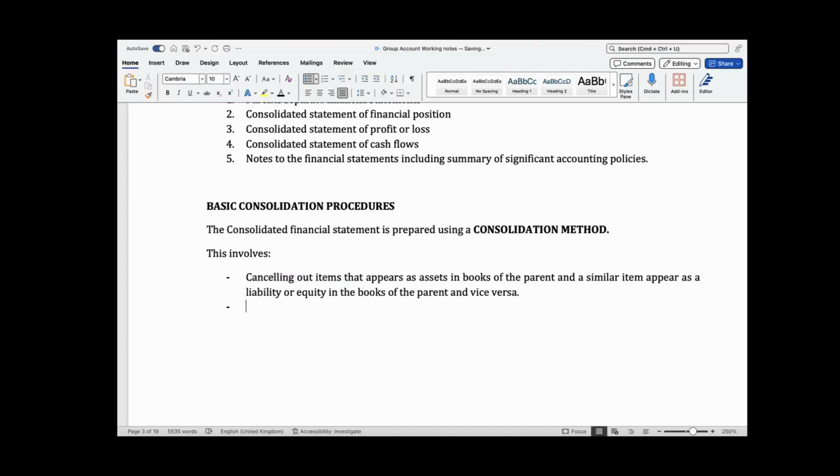And secondly is that you combine or add together the remaining items that were not cancelled out. That is all we want to learn. But before I look at examples of items that are cancelled out.